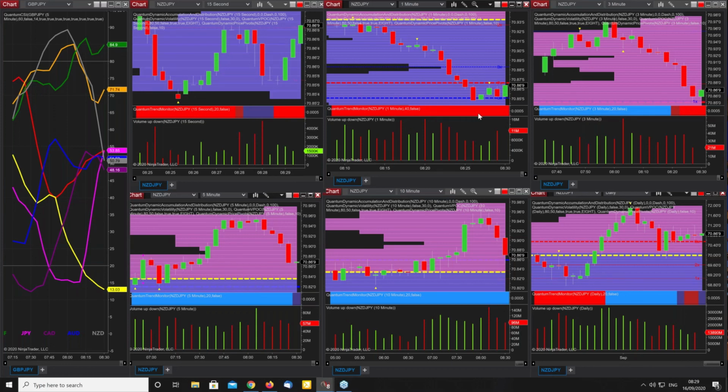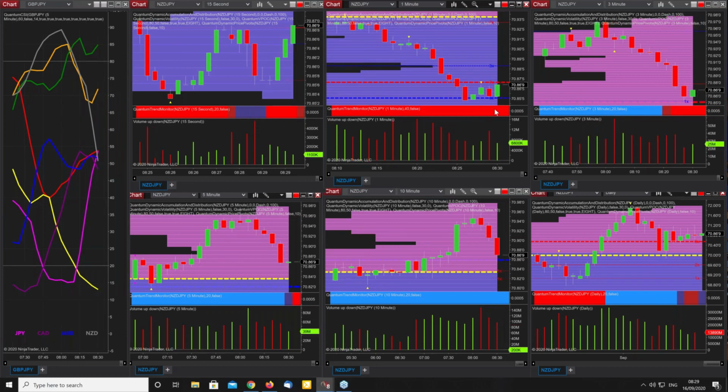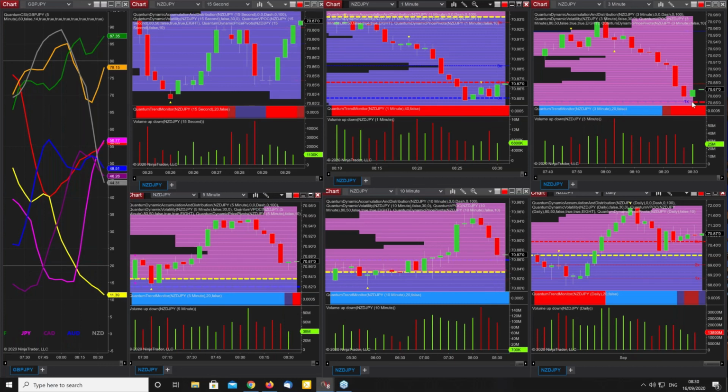And that's what the trend monitor was developed for. You can see here a little bit of transition back into red again. No flicker here, hasn't changed. We've got some congestion building here, but no change. Same sort of thing here. We've got support coming into play here.